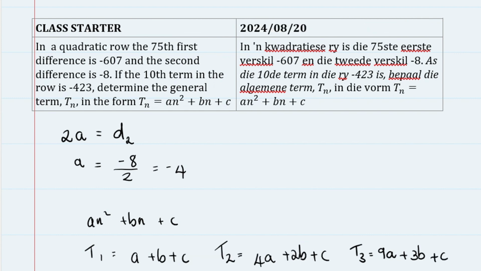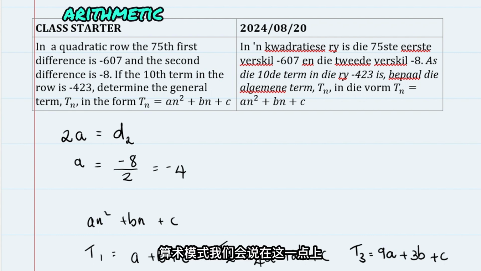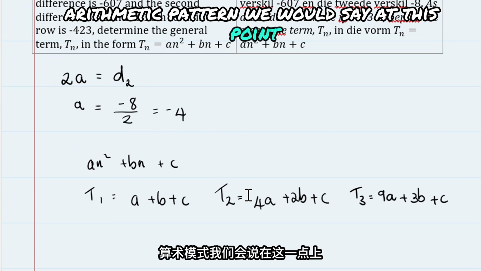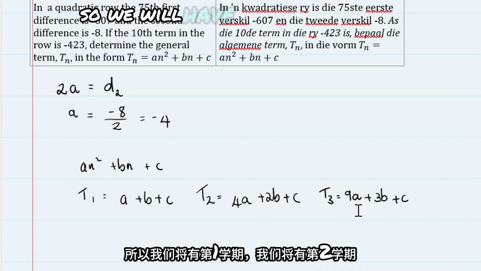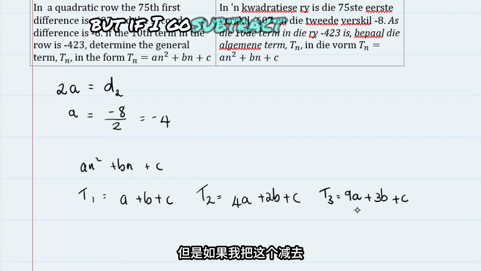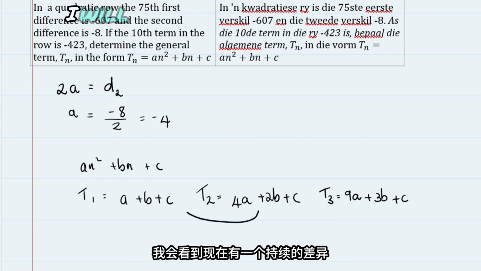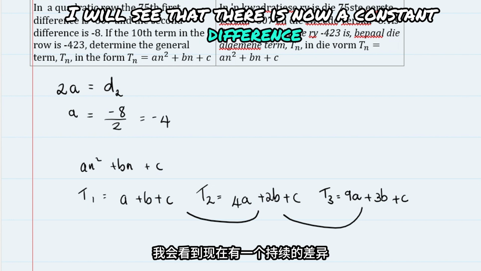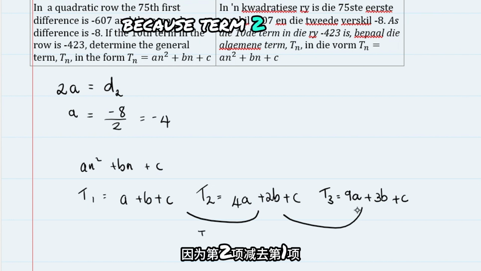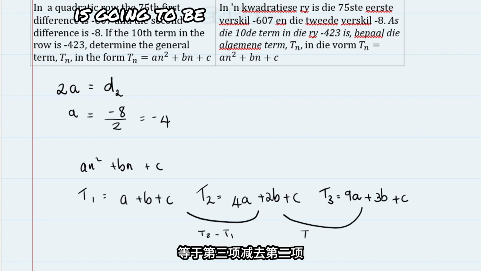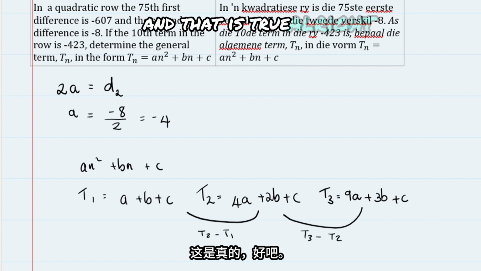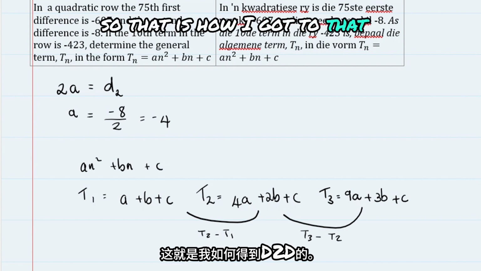In an arithmetic pattern, a rekenkundige ry, we would say at this point, and this is basically what we're forming here: we will have term 1, we will have term 2, but if I subtract this from that, I will see that there is now a constant difference. Because term 2 minus term 1 is going to be equal to term 3 minus term 2. And that is true. So that is how I got to that D2 there.